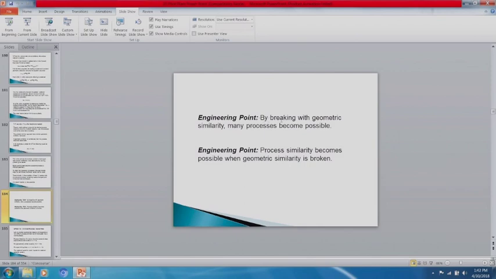Engineering point: you break with geometric similarity. Many processes become possible. Process similarity becomes possible if geometric similarity is broken. So a lot of people think geometric similarity is required for scale up. It is not. Geometry is a major design variable and should be used effectively.